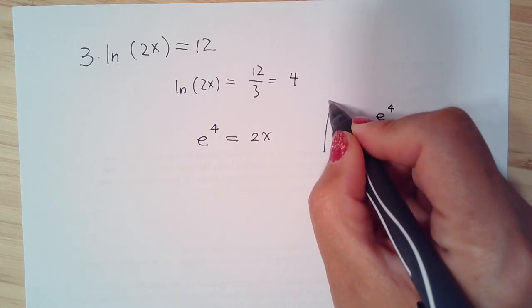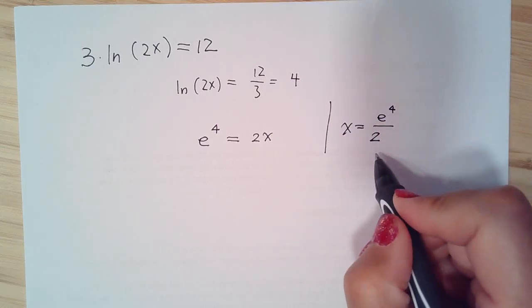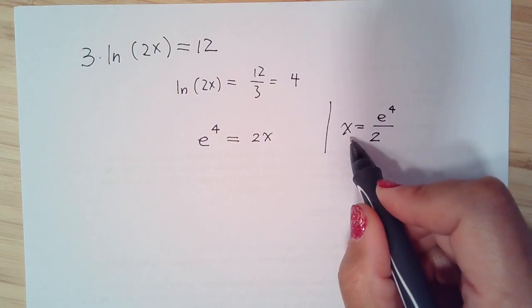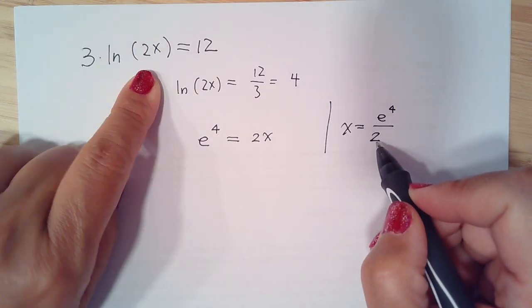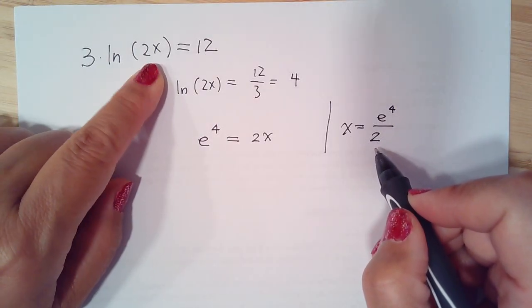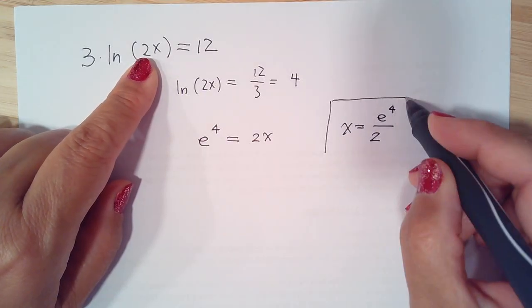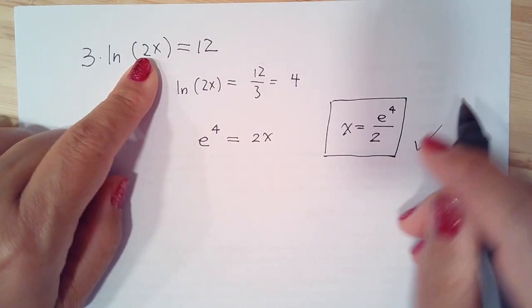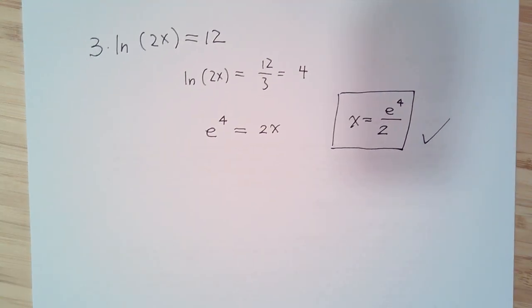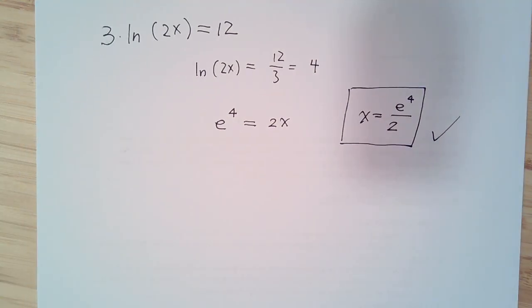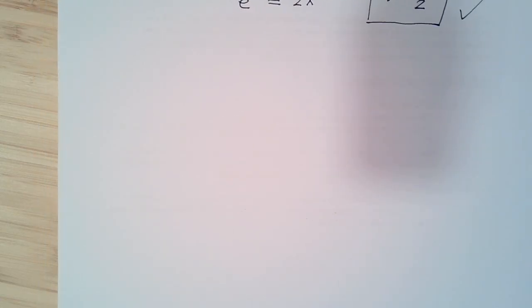All right. But before you say that, hey, I got to check. So x equals e to the 4th over 2. I bring it back to my original equation. 2x is e to the 4th. Whew, it is positive. So done. Okay, I checked and it's done. So far, so good.